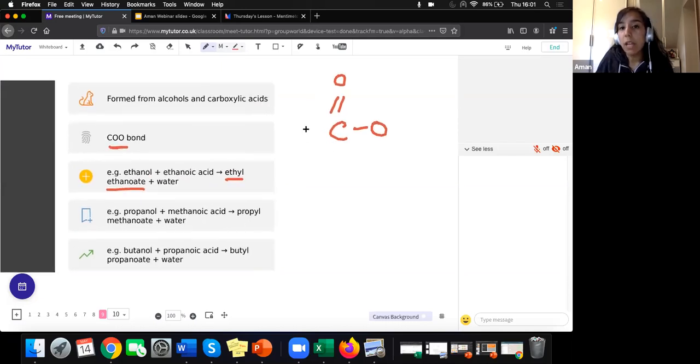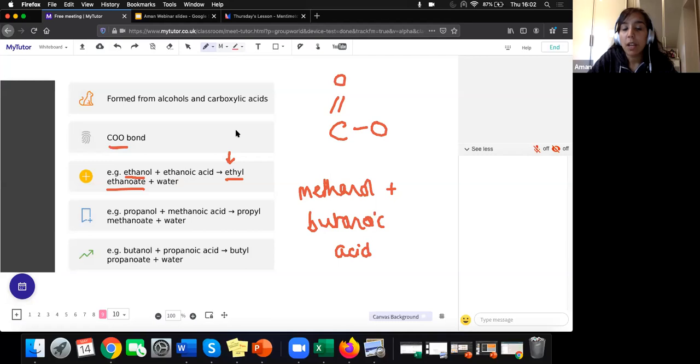So remember, ethyl ethanoate has two carbons on both sides. And if you're wondering where the name comes from, the first part of the name comes from the alcohol. The second part of the name comes from the carboxylic acid. So if we look at propanol plus methanoic acid, it would be propyl, which comes from the propanol, methanoate, which comes from the methanoic acid. If we look at butanol plus propanoic acid, it's butyl propanoate. So what would methanol plus butanoic acid make? What ester would that be? Methanol plus butanoic acid.